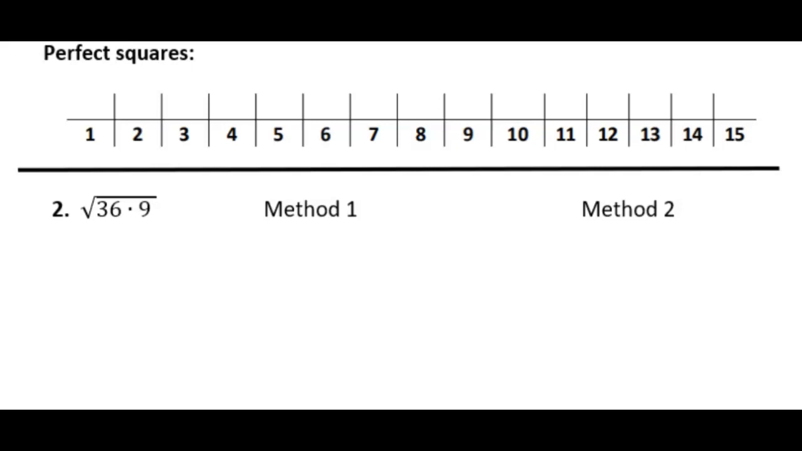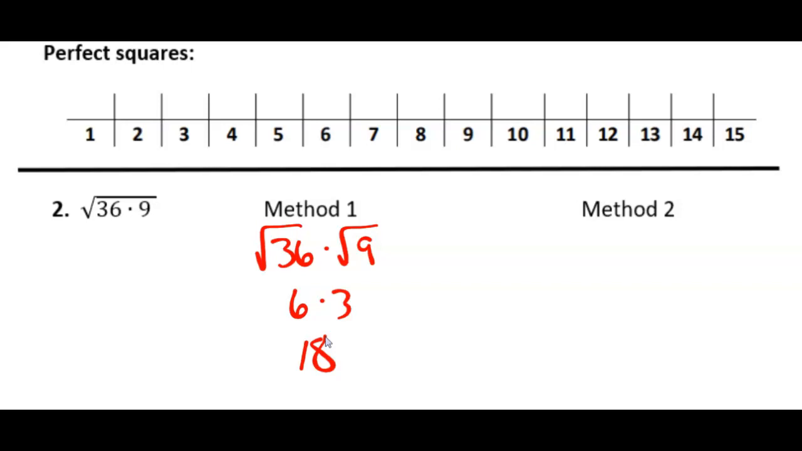Okay, so here's the rest of the story. I'm going to do method 1 for this problem. So 36 times 9, well, I can do my square root of 36 times my square root of 9. I know those are both on the perfect square chart. This is 6, this is 3, so therefore that's 18.